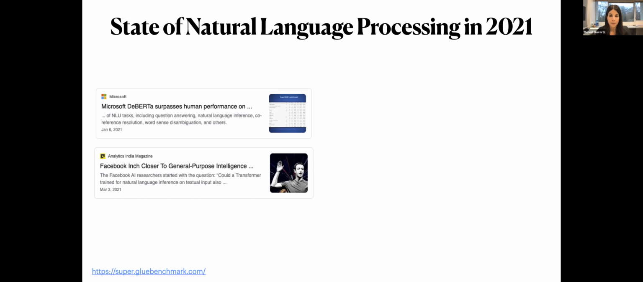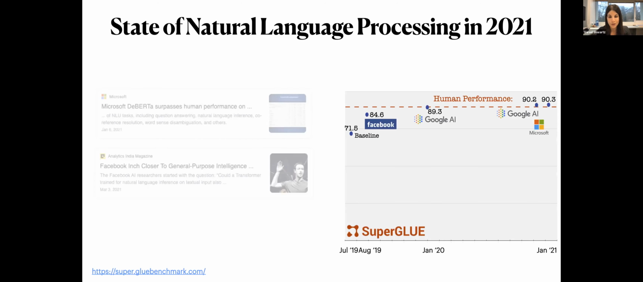And then for those of us working in this field, we often track progress by looking at leaderboards such as SuperGLUE that involve a range of complex language understanding tasks. And as you can see here, since SuperGLUE was launched 2 years ago, the human performance has already been surpassed. But in practice, does it mean that NLP is solved?